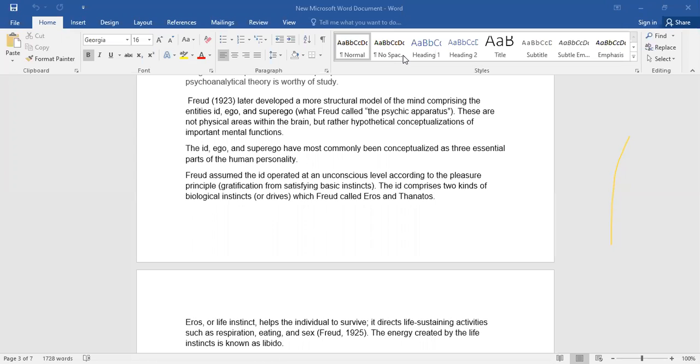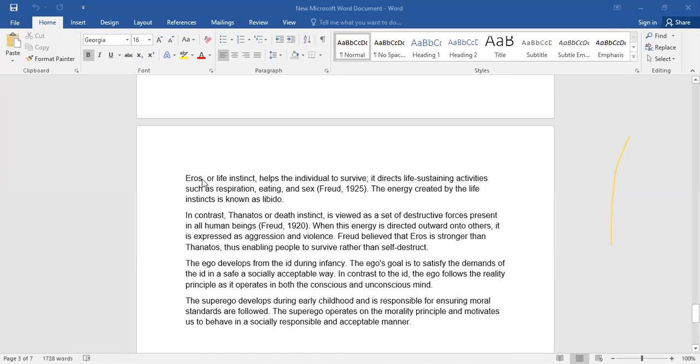The id comprises two kinds of biological instincts or drives, which Sigmund Freud called eros and thanatos. Now let us see what eros is. Eros is a life instinct that helps the individual to survive. It directs life-sustaining activities such as respiration, eating, and sex. So now see that these are the fundamental needs. The fundamental need is certainly oxygen. In the same way as oxygen is essential for respiration, food is essential for good health. And the same is the case with such requirements. The sex requirements are there. The energy created by the life instinct is known as libido.